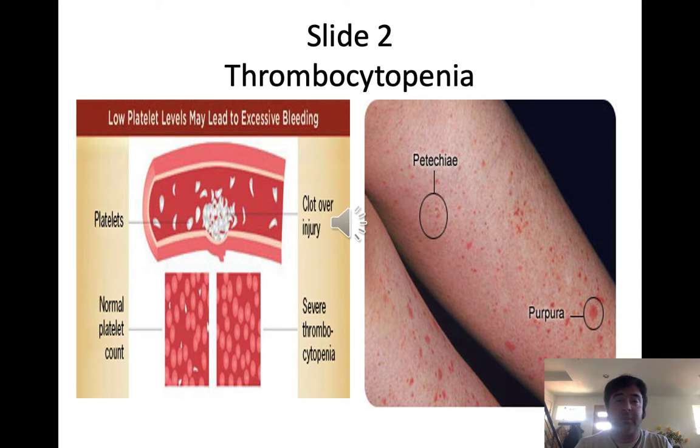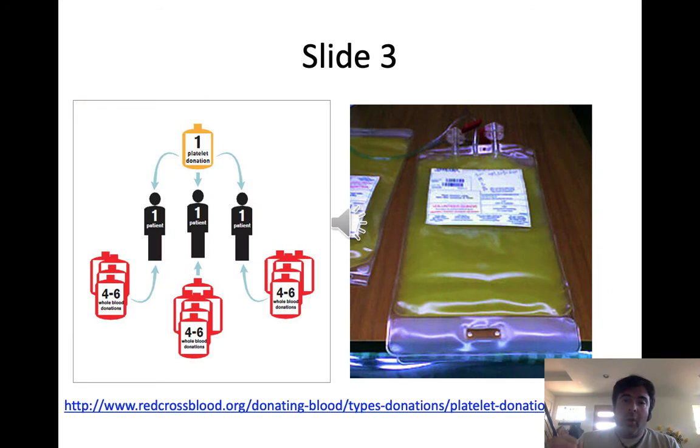Infections that impact the liver, like hepatitis, HIV, vitamin and nutrient deficiencies. So when you think about the importance of platelets, the most common cause of thrombocytopenia is actually medication induced.